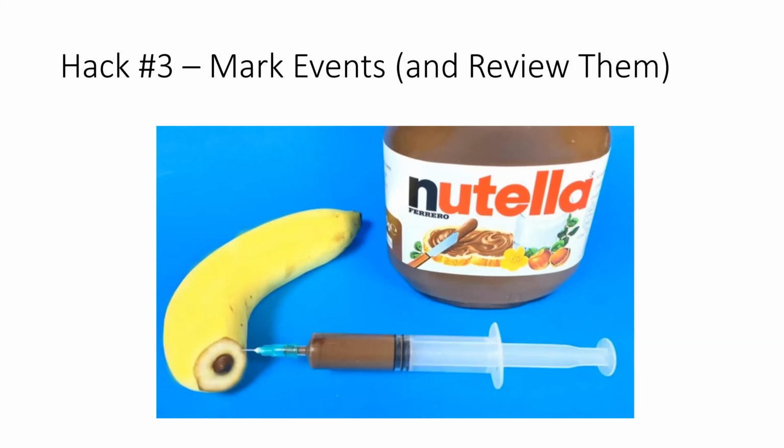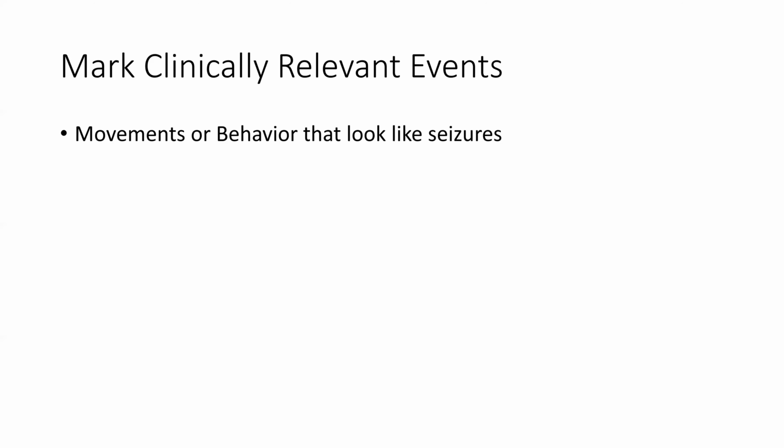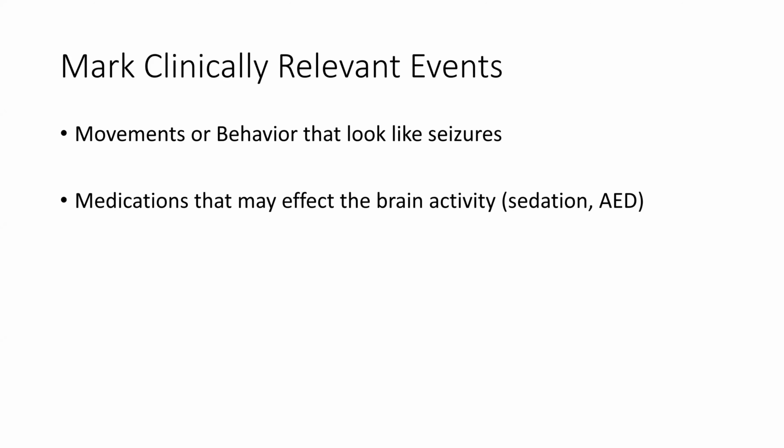Because most of our aEEG monitors don't have video. And so telling the story is very important. So it may feel like double work to you at the bedside, but it's so important. So number one is to mark anything that looks like a seizure, to mark on the aEEG medications, and to mark changes, weird changes in the vital signs that might help clue someone in to a subclinical seizure.